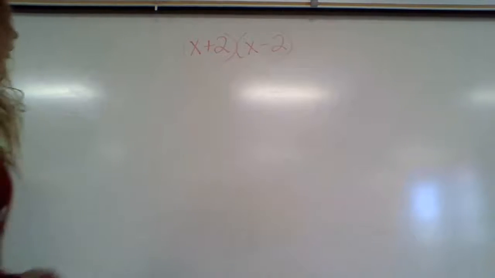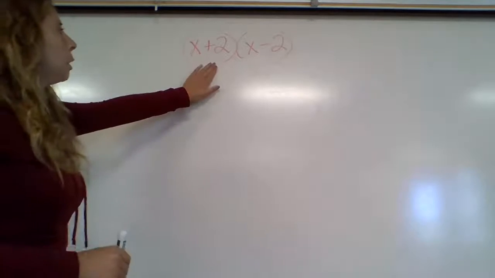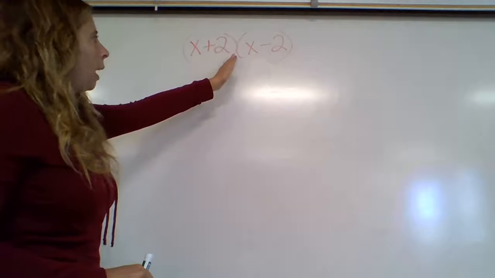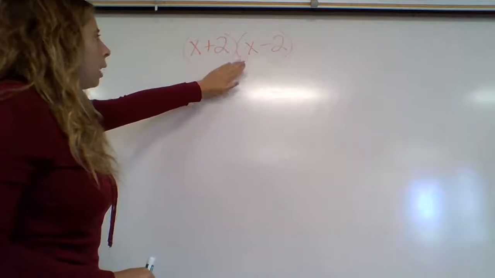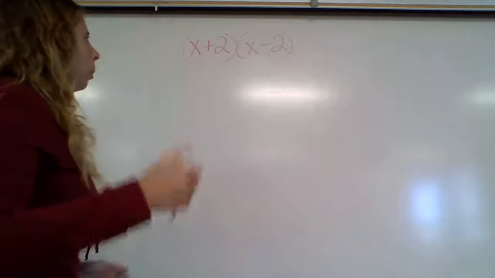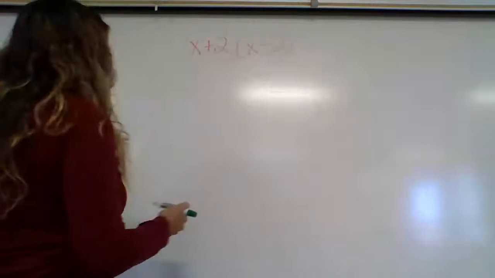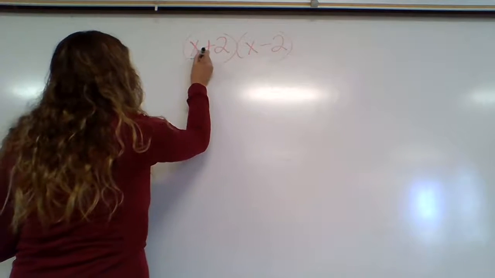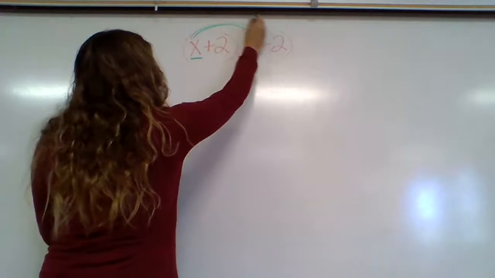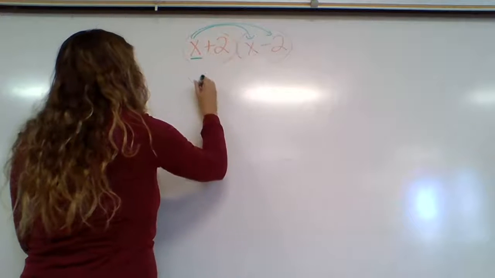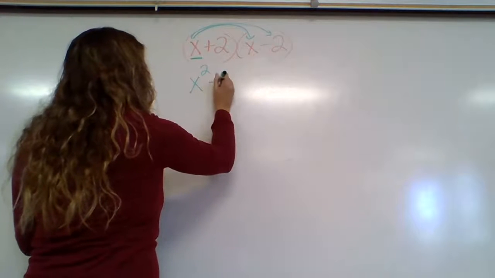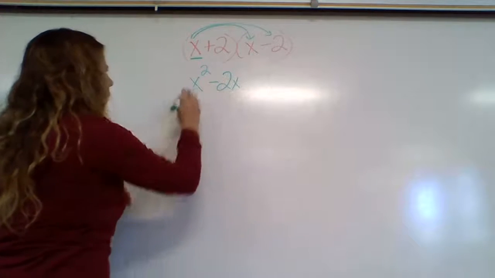All right, number 3. Here we go. x plus 2 times x minus 2. There is not a plus sign in between. There is not a negative sign in between. You are multiplying these together. Multiplying the binomials, in other words, distribution in 2 parts. So start with your x. Just ignore your 2. Distribute: x times x is x squared. x times negative 2 is negative 2x. All right, we're done with the x.